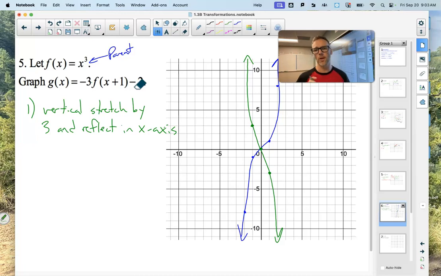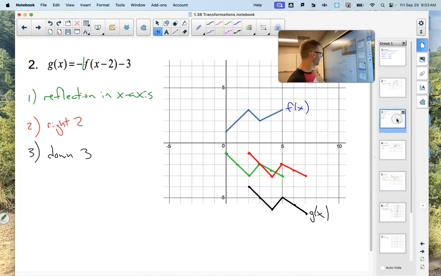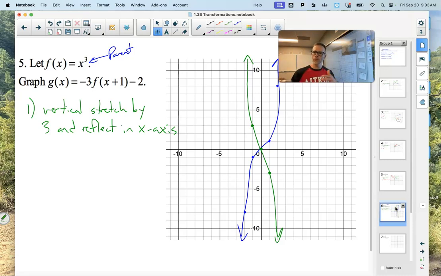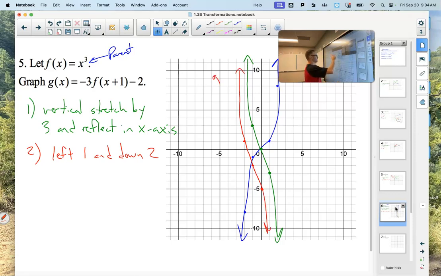I'm okay if you do both translations in the same step. I know on this one, I went right 2 and graphed it, and then down 3 and graphed it. In this problem, and in the future, I'm okay if you do both your left and rights and ups and downs at the same time. So, my last thing that I'm going to describe is that we are going left 1 and down 2. So take my green points, go left 1, down 2. Left 1, down 2. And this is the graph of g.